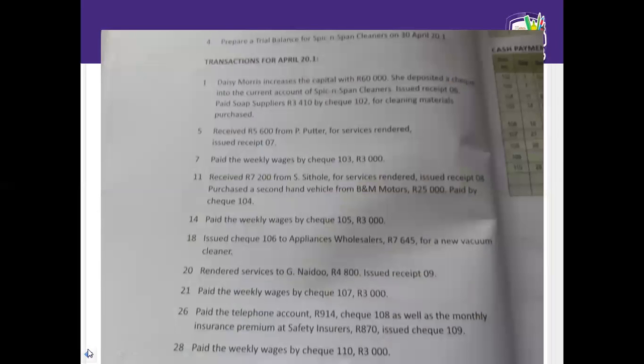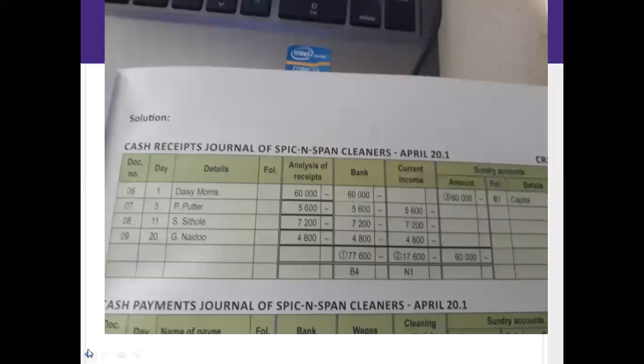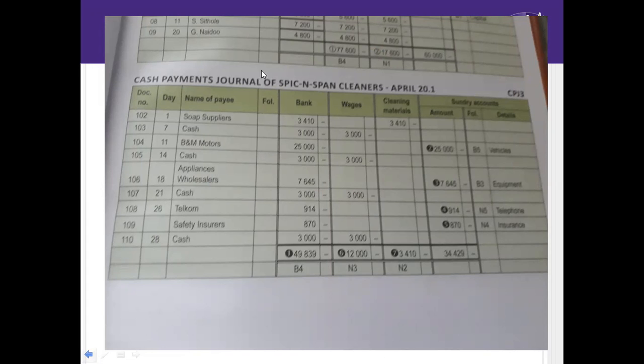On the 14th, paid the weekly wages by check 105, 3,000 Rand. Okay, pay something, check is involved, so then it must go to the CPJ. So remember, it's wages on the 14th, check 105 for 3,000 Rand, and it's going to the CPJ. Okay, so on the 14th, check 105, 3,000 Rand in bank, 3,000 Rand with wages because it's about wages. Again, there was no name in the transaction.